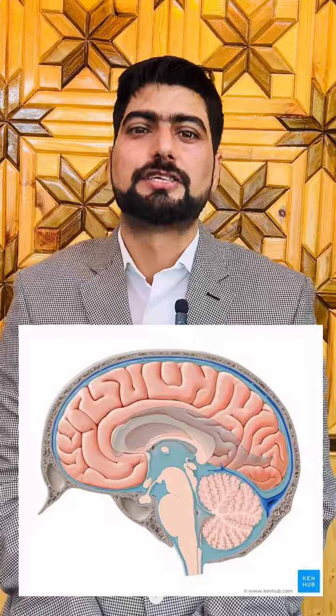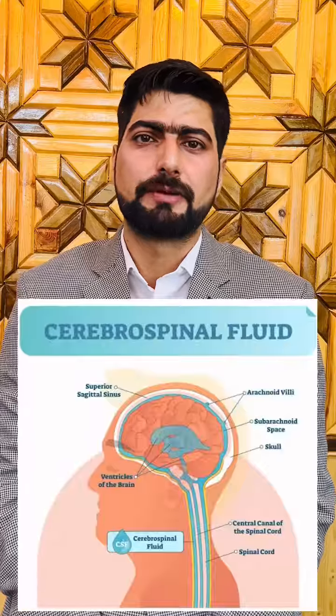Today we are going to talk about CSF, cerebrospinal fluid. It's a fluid which is present in the hollow spaces of the brain and spinal cord. The volume of CSF is 150 ml, and daily production is around 500 ml. Its functions are that it acts as a cushion and transports nutrients. So let's talk about CSF.